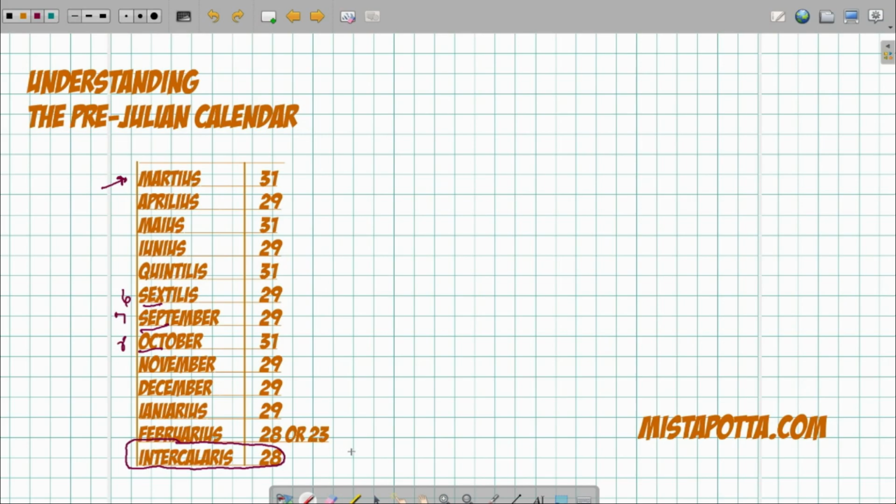But it would only happen 11 of 24 years. In other words, every 3 or 4 years, depending on how things worked out, we would have an intercalaris month. And Februarius, the last month of the year, would be shut down by 5 days. And what happened is that meant that some of our years would have 355 days. Some of our years would have 378 days. But there wasn't a firm pattern as to why one year would be an intercalaris year and one wouldn't be.